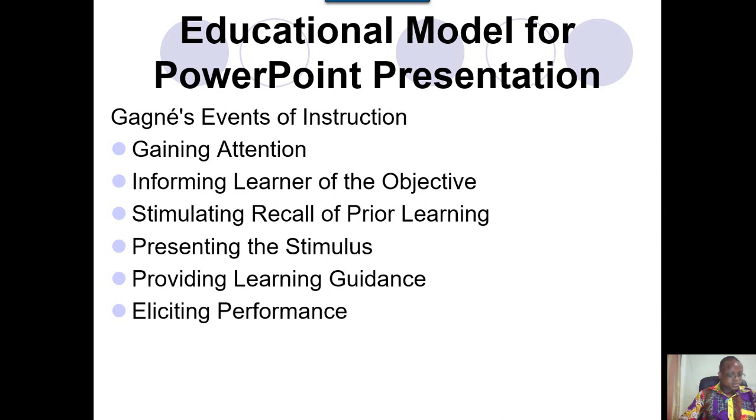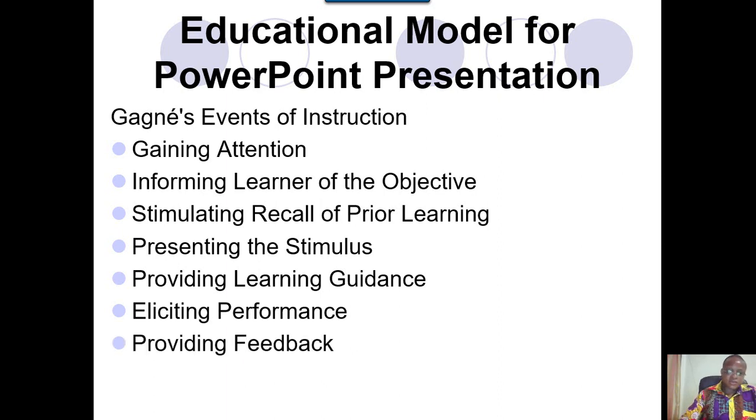Here, the learner is required to practice the new skill or behavior, providing an opportunity for learners to confirm their correct understanding. That's normally at the eliciting performance event. Students can be asked to respond by offering several examples. The repetition further increases the likelihood of retention. When you are teaching, your main aim is to make sure that learners retain whatever you are teaching.